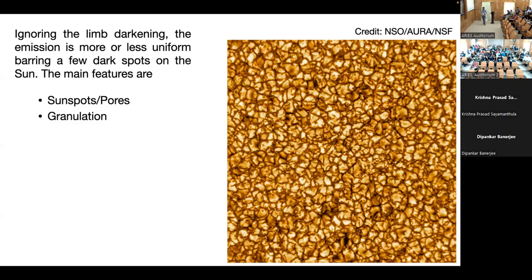And then if you move to the quieter part, as I mentioned, you see this granulation pattern. This granulation pattern, by now you know, is because of convection. So this is a signature of convection at the surface, right? The surface signature of the convection happening inside the sun.